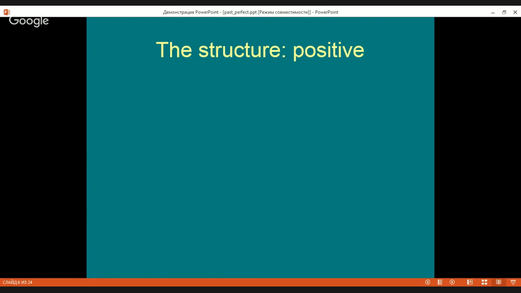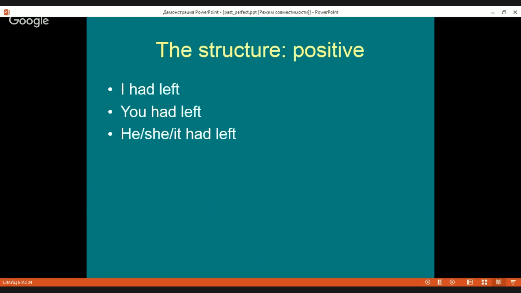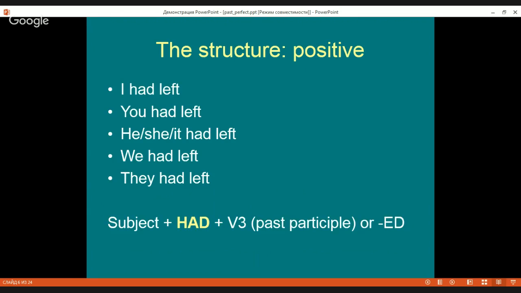What is the structure of this tense? Let's look at the positive sentence. I had left. You had left. He, she, it had left. We had left. They had left. So we have a subject, a verb to have in the second form, which is had, and please pay attention because had is for all the persons, for I, for he, she, it, so you don't have a headache with changing to has or something like that. Plus past participle of the main verb, which is the third column of the verb in irregular verb, or ed ending for a regular verb.